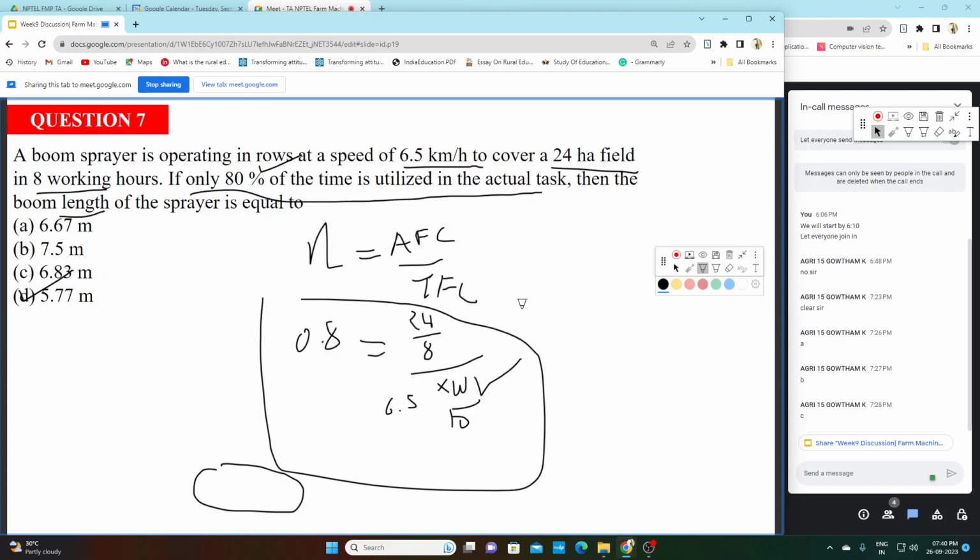So again I am repeating, you know what is field efficiency?